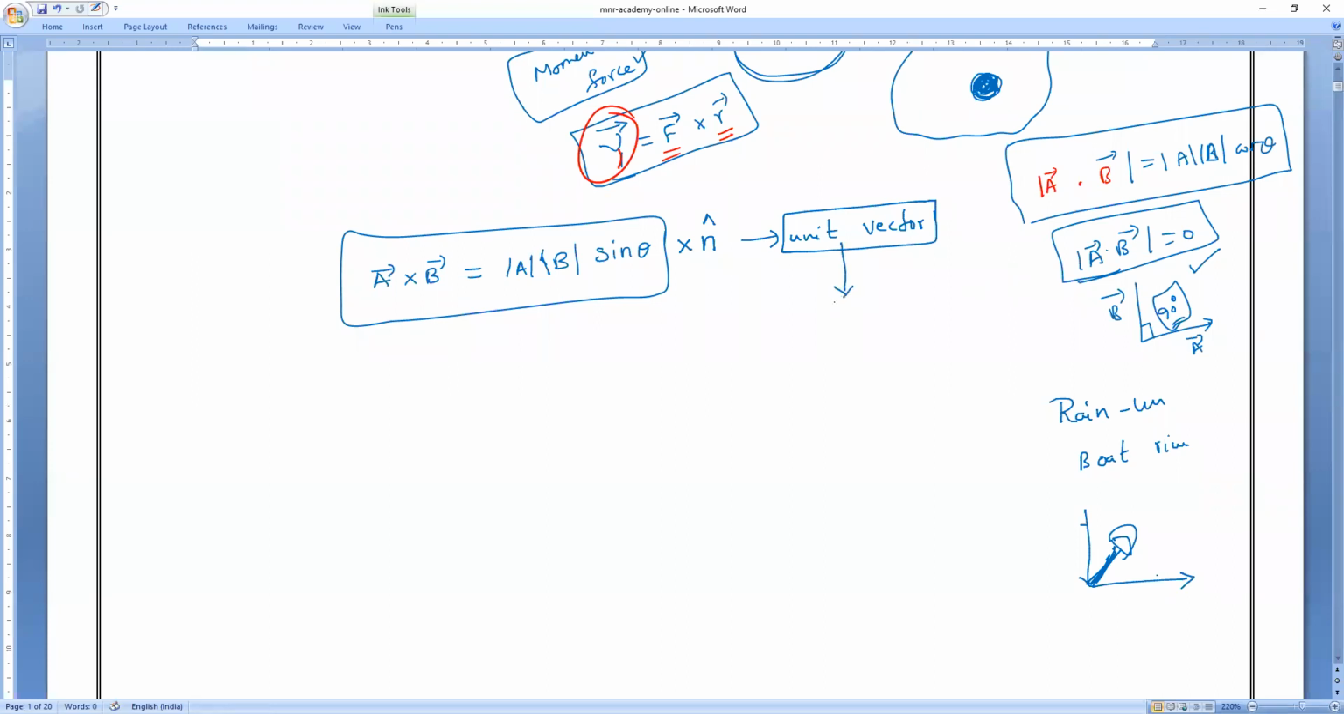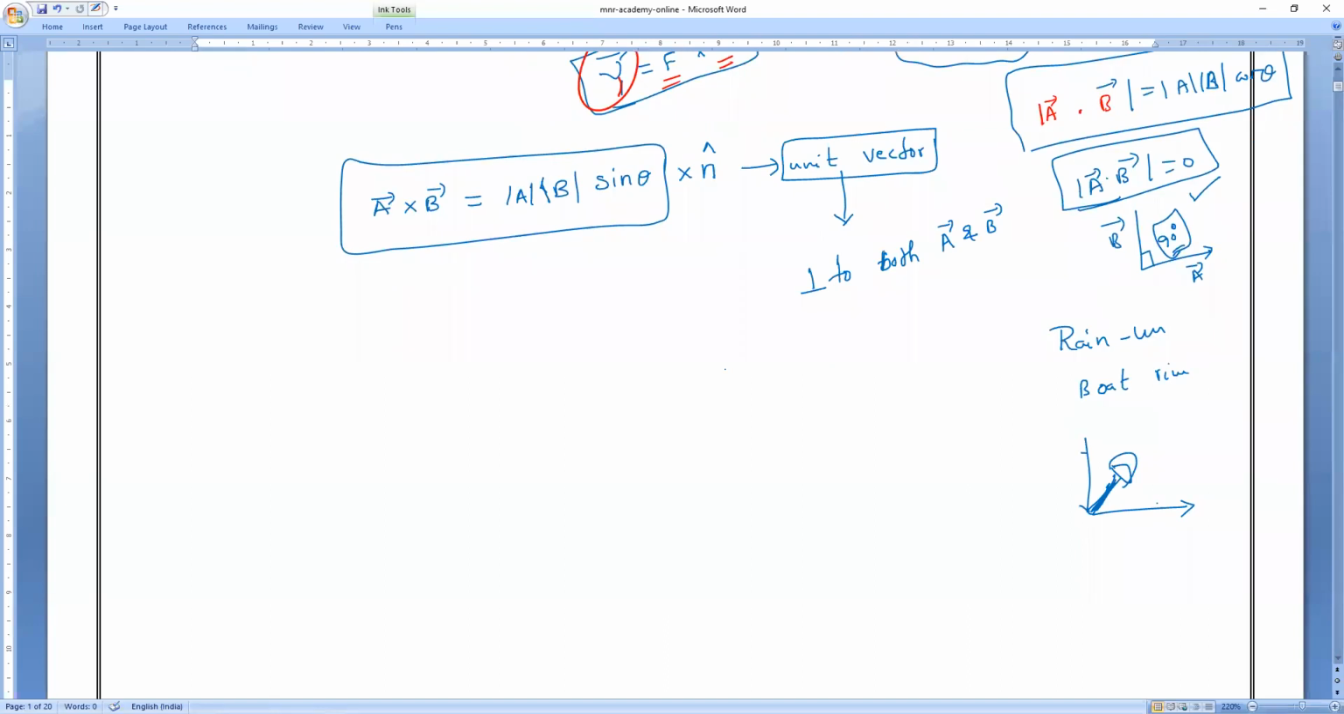So this direction unit vector is always perpendicular to both vector A and vector B. That is what you have to remember. Is it okay, everyone understand? So the unit vector is always perpendicular to both vector A and vector B.